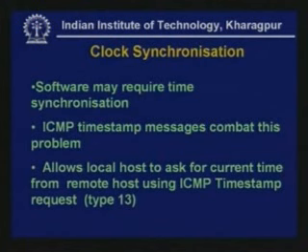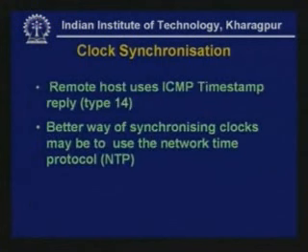Clock synchronization. Software may require time synchronization. So the ICMP timestamp message combats this problem, as we have already discussed. It allows a local host to ask for the current time from a remote host using an ICMP timestamp request, type 13, and then the remote host uses an ICMP timestamp reply, which is type 14. A better way of synchronizing clocks may be to use the Network Time Protocol. That is a different thing, we are not discussing it here. And the time is UT, the universal time.